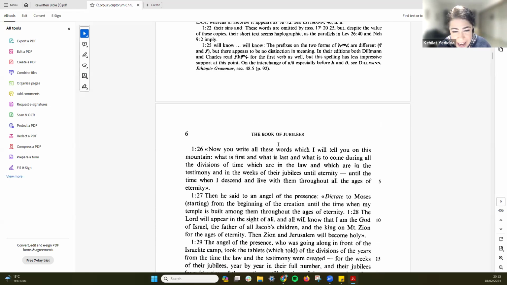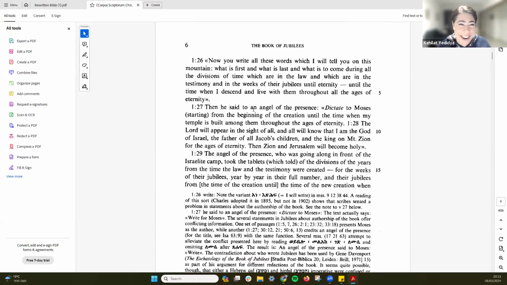Let me just move ahead here. And this is why I didn't go into the introduction before, because it's kind of wordy. But here we get to chapter 1, verse 27. Then he said to an angel of the presence, dictate to Moses, starting from the beginning of the creation until the time when my temple is built among them throughout the ages of eternity. This is supposed to be the book of Jubilees.